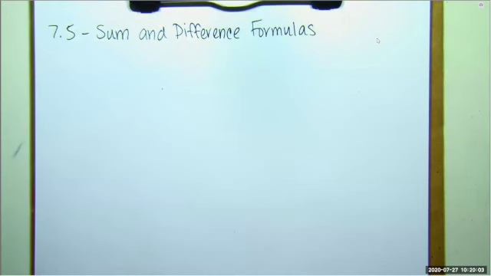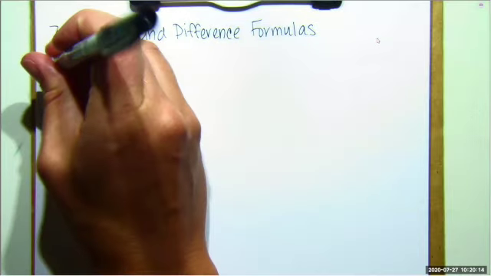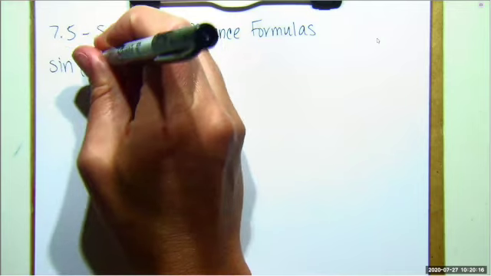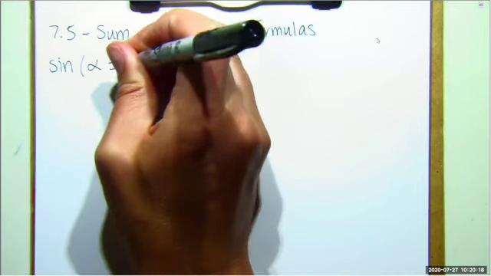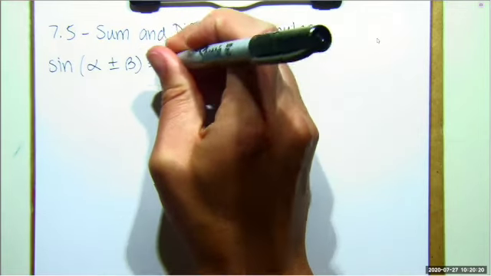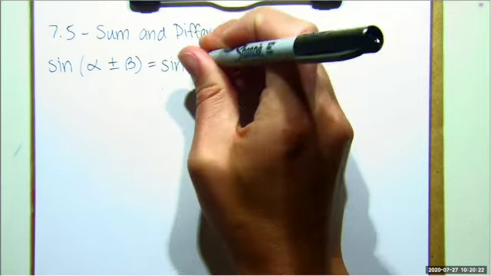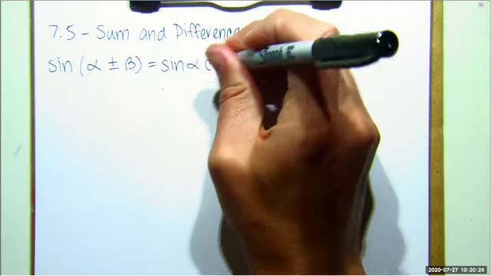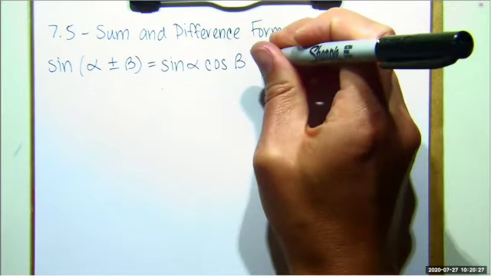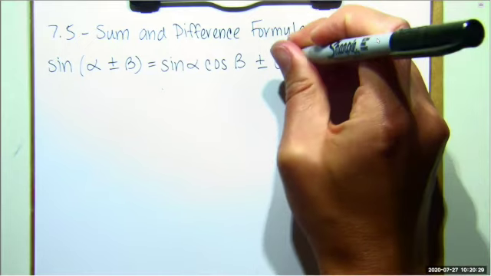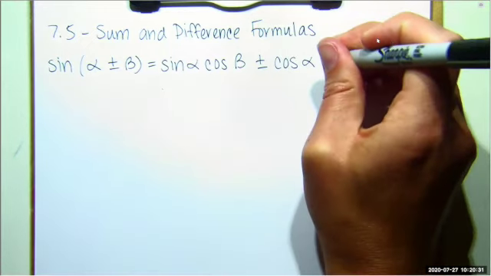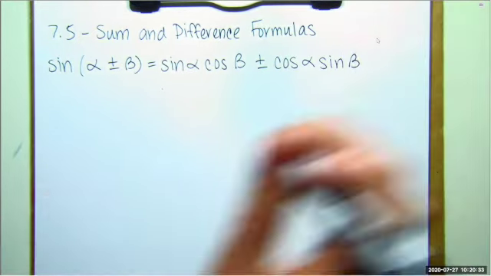So what I'm going to do is I'm going to write down 3 formulas. I'll give you guys a couple minutes to jot them down, and then we'll talk about the different formulas, and then we'll do a bunch of problems where we apply these. So the first one, we have sine of alpha plus or minus beta is equal to sine of alpha cosine beta plus or minus cosine alpha sine of beta.